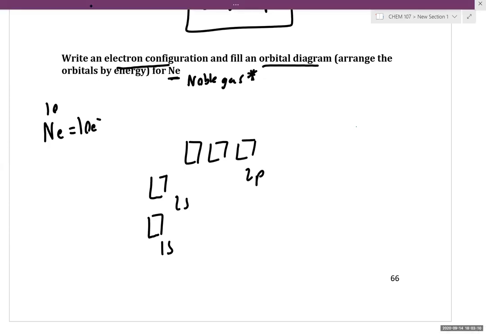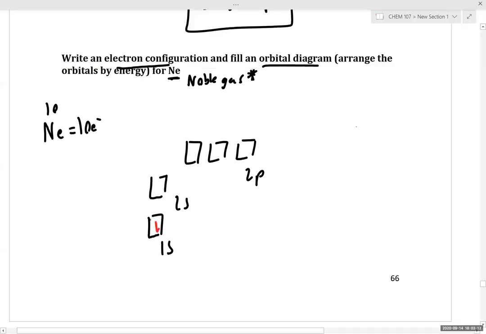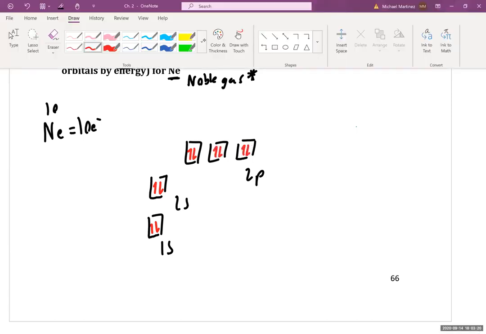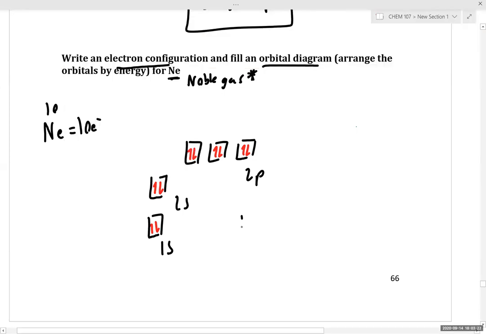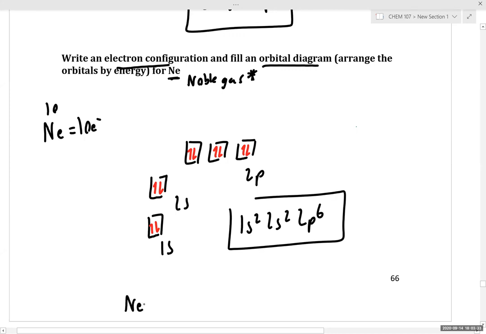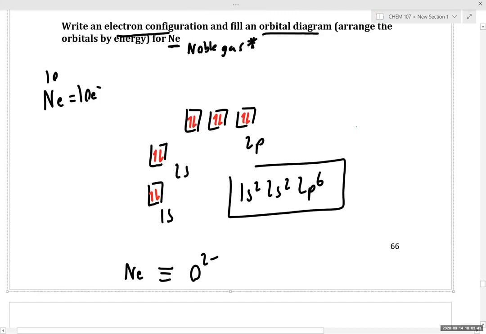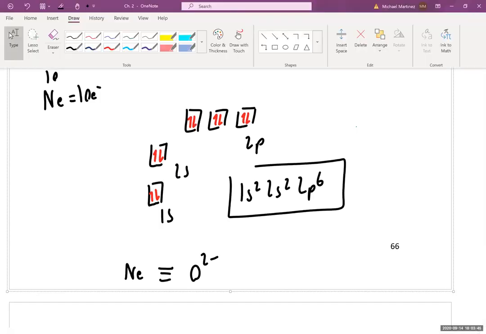So, filling in our orbital box diagram, 2, 4, 6, 8, 10. Our electron configuration for neon is 1s2, 2s2, 2p6. And as we notice, the configuration for neon is exactly identical to the configuration of O2 minus, which brings us to this very important observation.